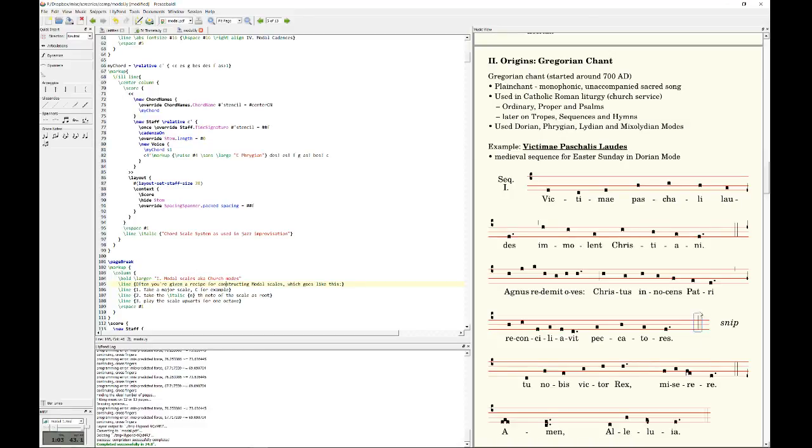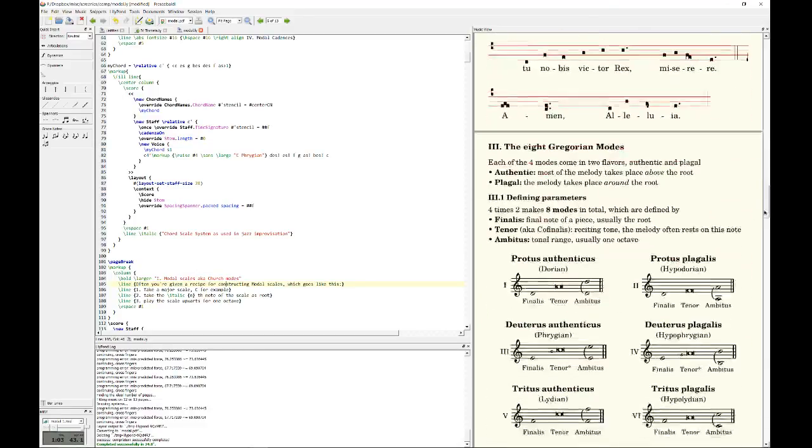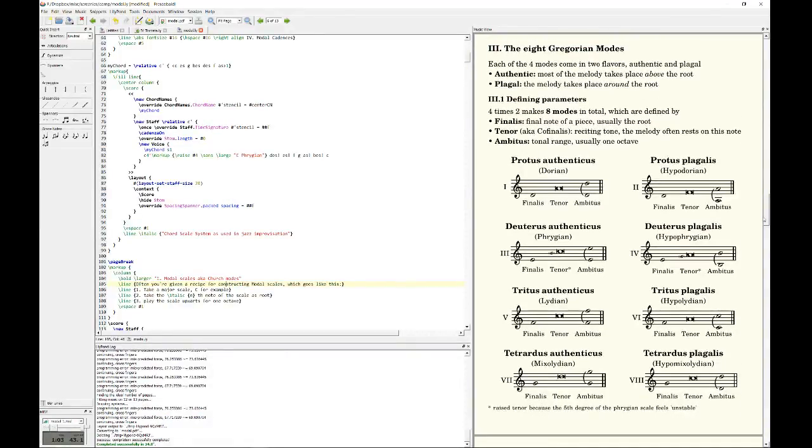Alright, this is just an example, and here I have an overview of how the 8 Gregorian modes actually work. As we've said, we have the 4 modes of Dorian, Phrygian, Lydian and Mixolydian, and each of these modes comes in 2 flavors. One is called authentic and the other one is called plagal. In the authentic mode, the melody takes place above the root tone, and in the plagal mode, the melody takes place around the root note. So let's have a look.